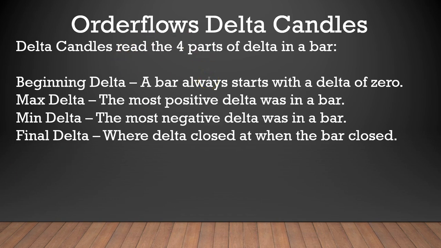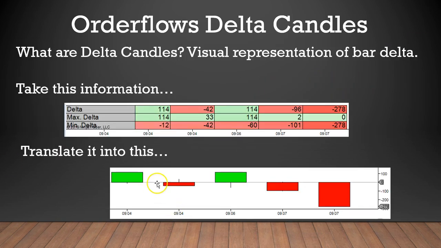So what are the four parts of delta in a bar? The beginning delta: each bar always starts with a delta of 0. Then you have the max delta, which is the most positive delta in a bar, the min delta, which is the most negative delta in a bar, and the final delta, which is where the delta closed when the bar closed. That's what makes the bar green or red. If it's green, it closed with a positive delta. If it's red, it closed with a negative delta.